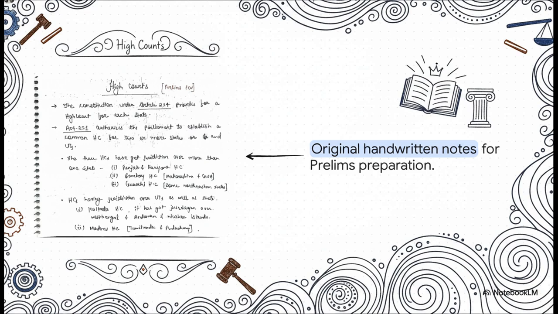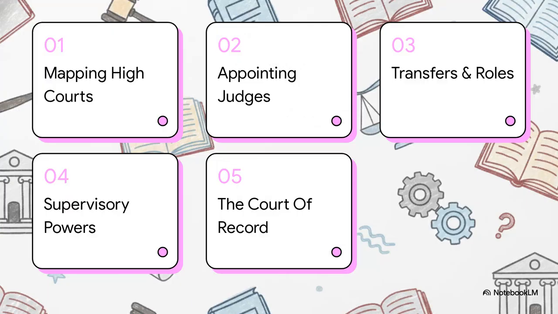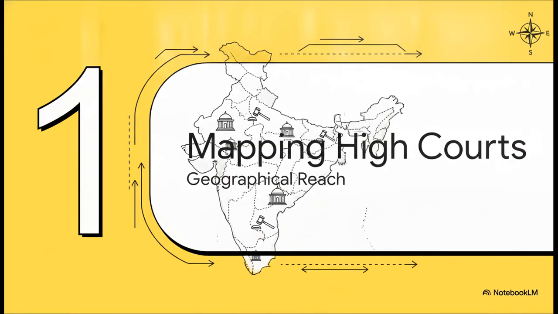Looking at our source material for today, these authentic, handwritten prelims POV notes, you can tell we are tackling some serious exam-level facts. There is absolutely no fluff here, just the core constitutional mechanics that govern the higher judiciary at the state level. So here's our game plan. We're going to build our understanding systematically through 5 steps: mapping the high courts, appointing the judges, transfers and temporary roles, supervisory powers, and finally, what it actually means to be a court of record. Let's get to it. Section 1.